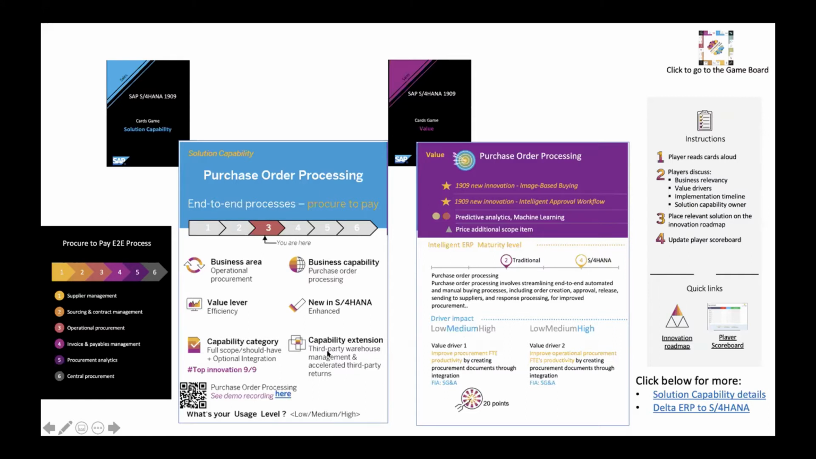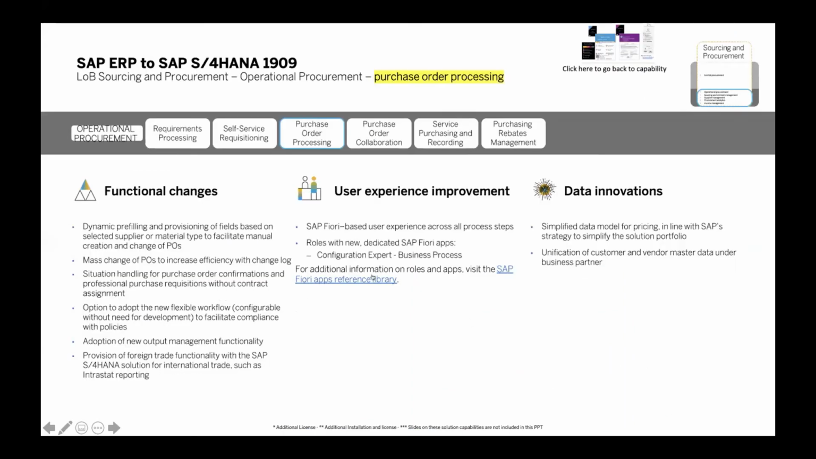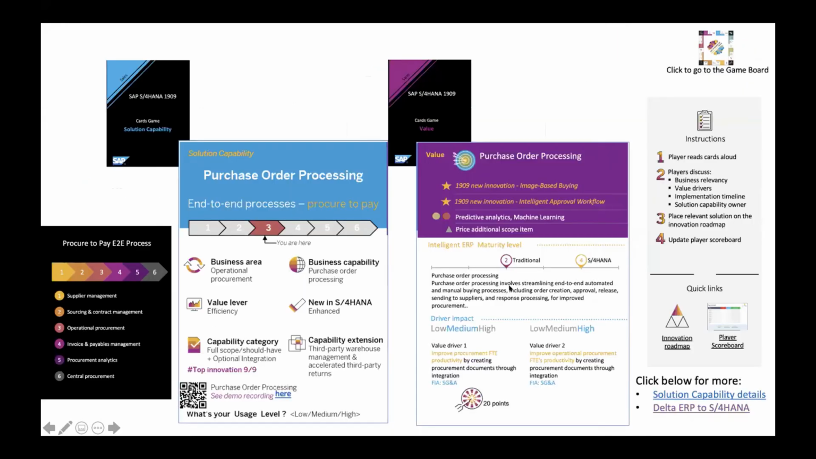Also, you can see information regarding integrations or extensions to this capability. And then for our ECC customers, we have captured the incremental or delta changes with respect to functionality, user experience, and data innovations at a capability level. So with all this information, the player who moved the pawn is the custodian of this capability. He will now read out this information to the team members, and with his team members will decide whether this is relevant for them or not.